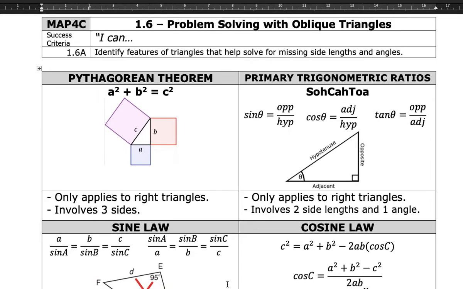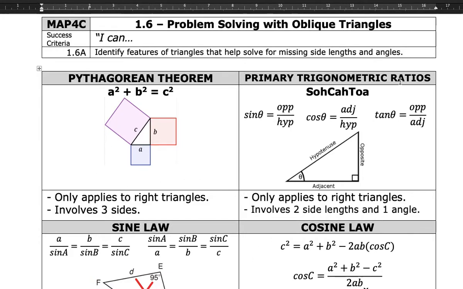MAP4C 1.6 Problem Solving with Oblique Triangles. In this section, what we're going to do is apply all of the trigonometry techniques that we've learned to solve for missing side lengths and angles in triangles. So starting off with contrasting each of the different techniques that we've learned.